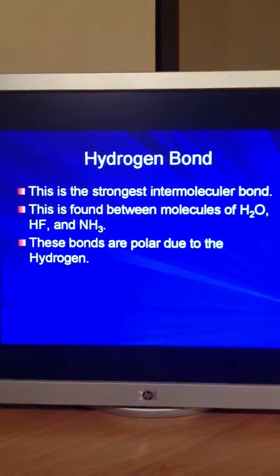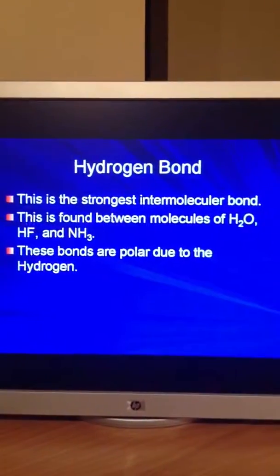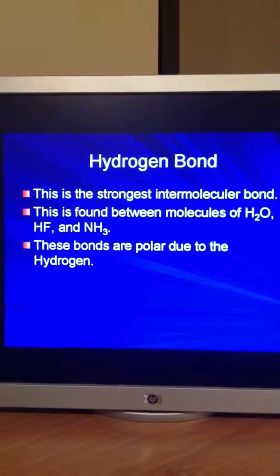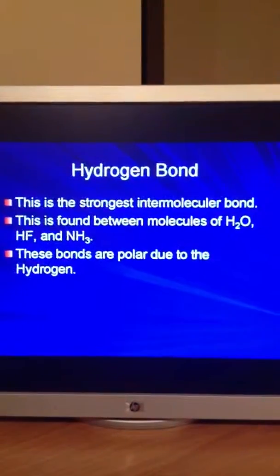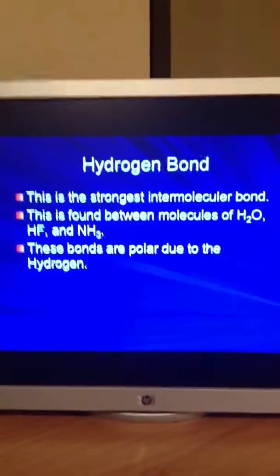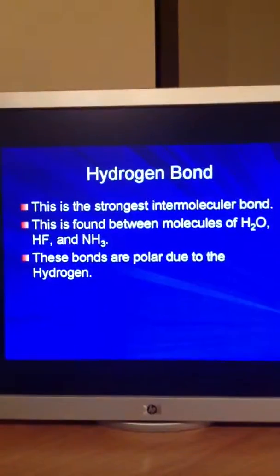The hydrogen bond, this is the strongest intermolecular bond. This is found between molecules of H2O, HF, and NH3, and these are bonds that contain hydrogen, and that is how you tell if this molecule has hydrogen bonds or not. And they are polar due to the hydrogen bond.